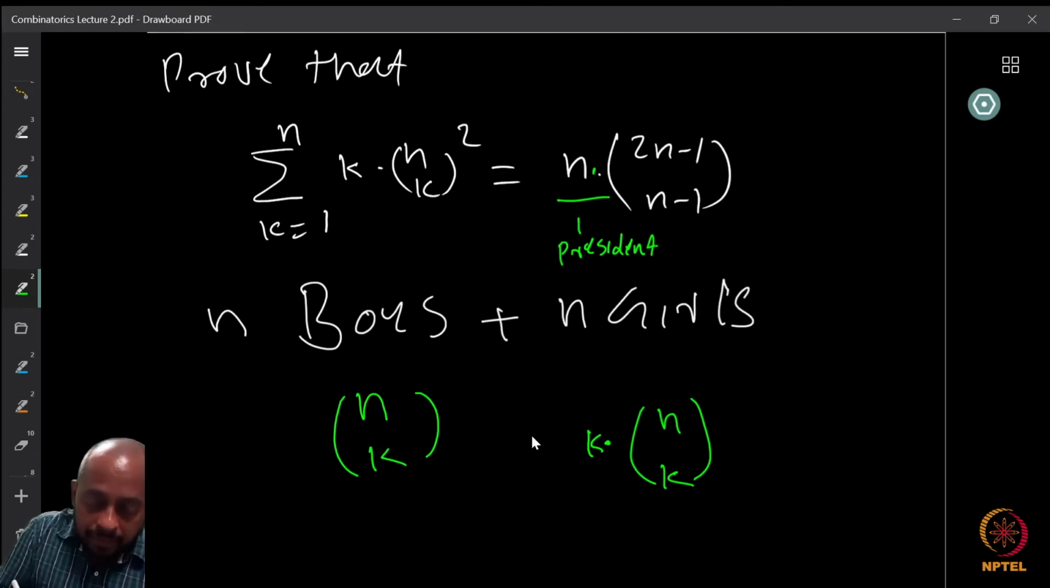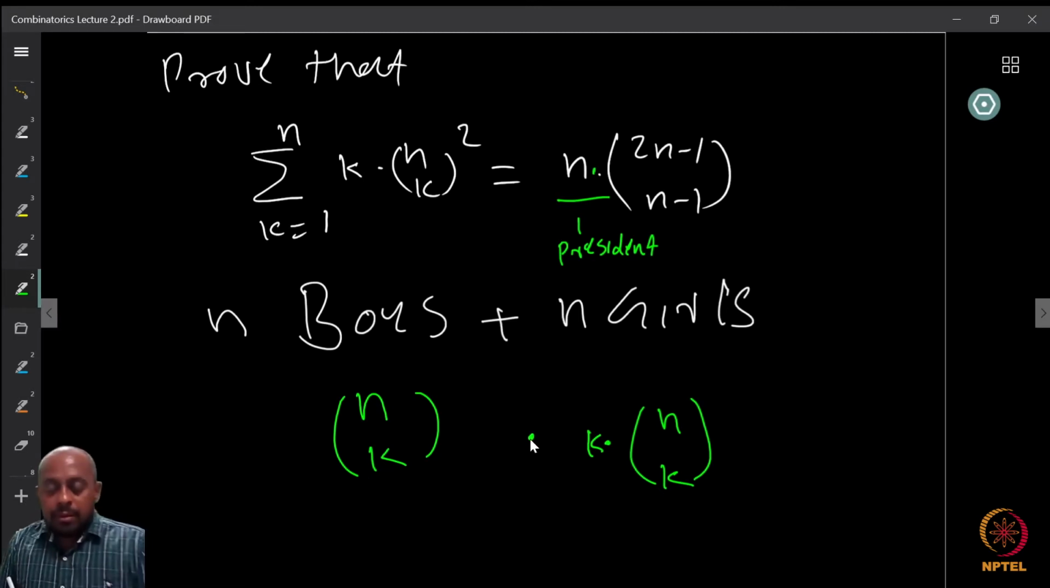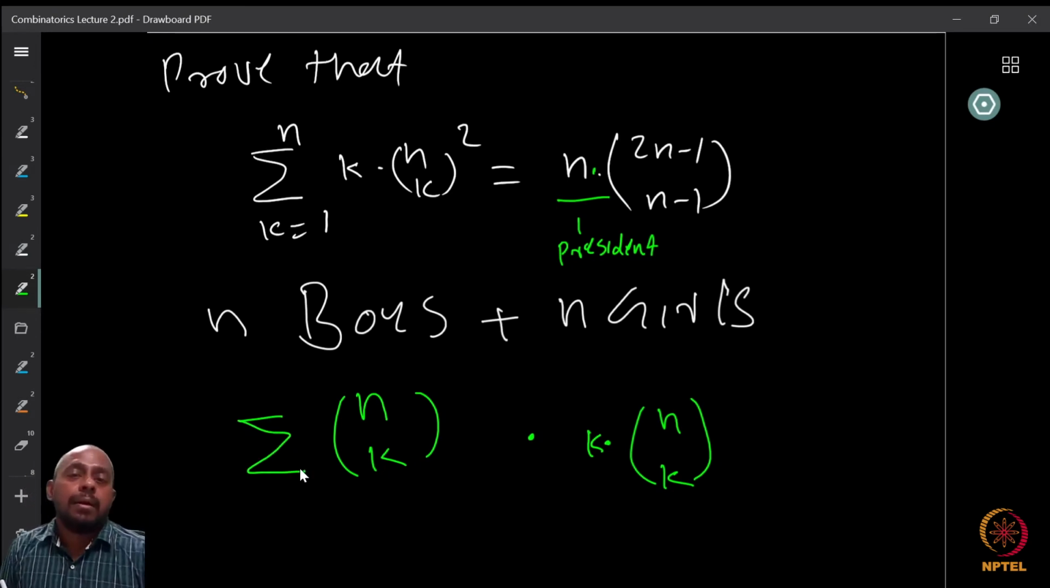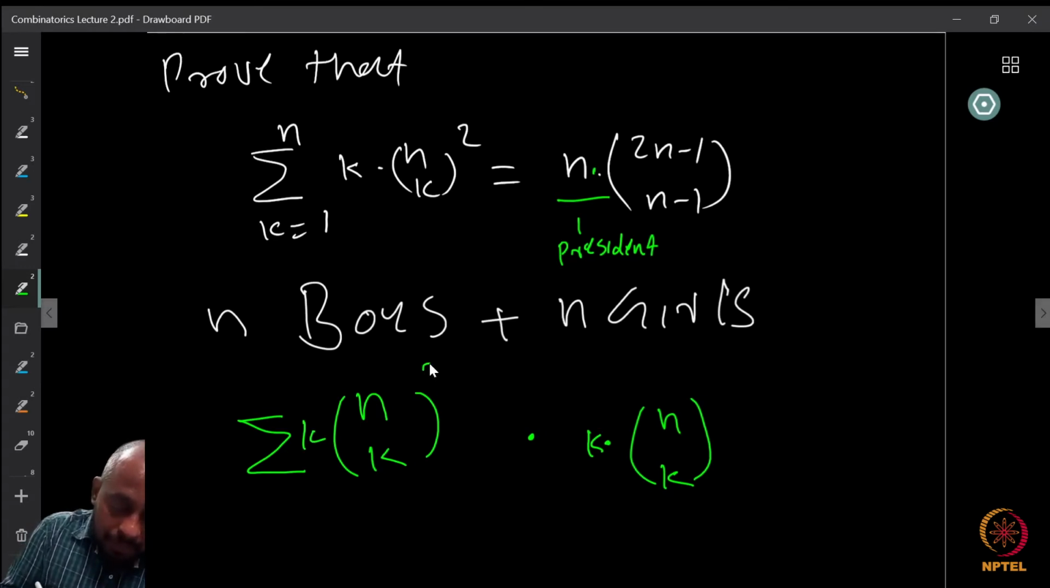So this is a way I can form a club with n minus k boys and k girls and one of them as the president. But this can be any of the cases, right? k can be 1, k can be 2, etc. k can be n. And each of them gives distinct clubs. So therefore, the number of ways to form the club is summation n choose k into k into n choose k, which is summation k into n choose k whole square.